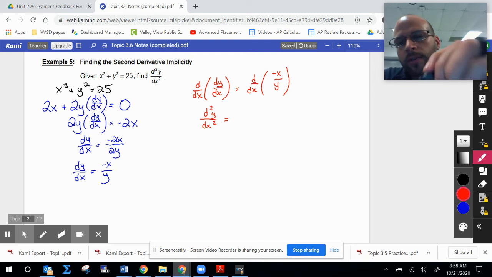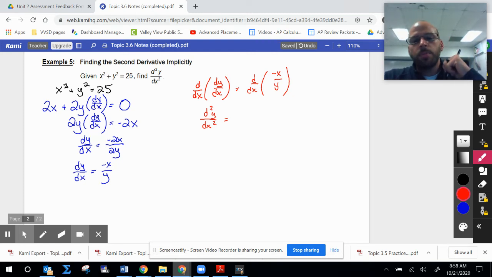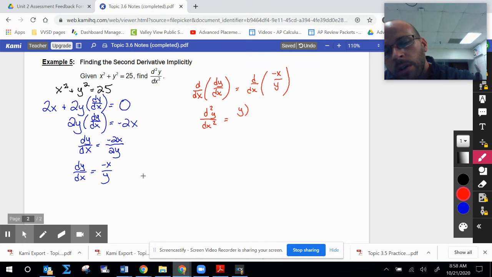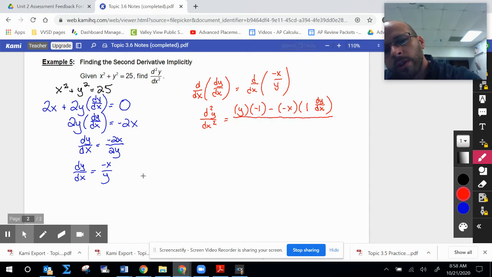Equals. Now, if I take the derivative of the right side with respect to x, I have to use the quotient rule. So I'm going to do the low times the derivative of the top, minus the top times the derivative of the bottom, but the derivative of y is 1 dy/dx, all over the bottom squared. So I have a y squared on bottom.